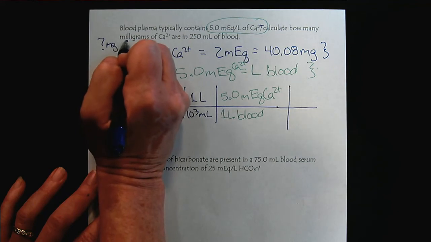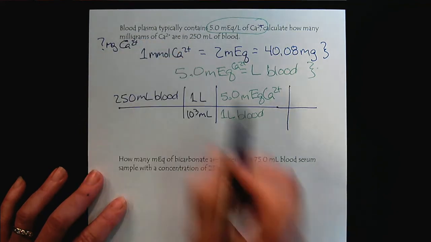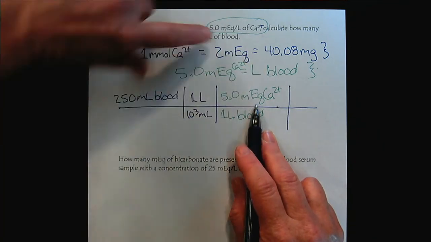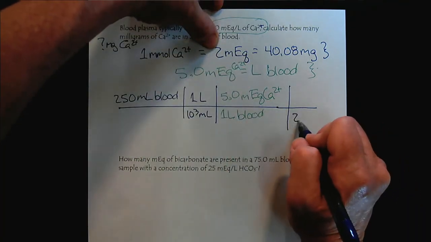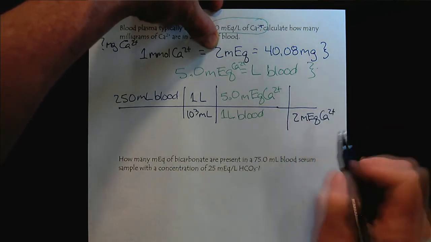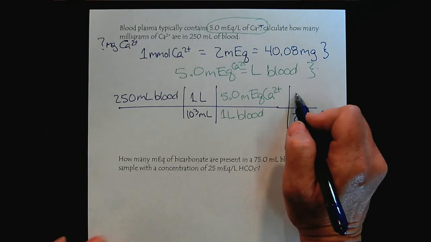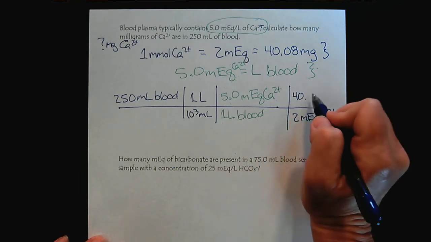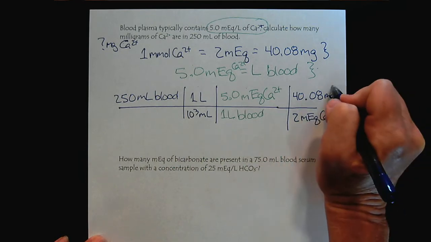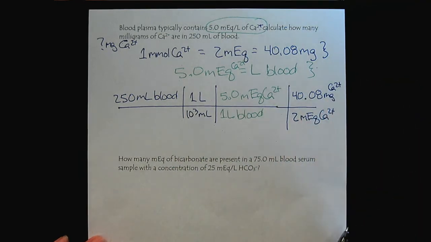of calcium 2 plus. So we have milliequivalents, so now we bring in our understanding that for every 2 milliequivalents of calcium, that would correspond to a mass of 40.08 milligrams of calcium. All right, let's check our units.